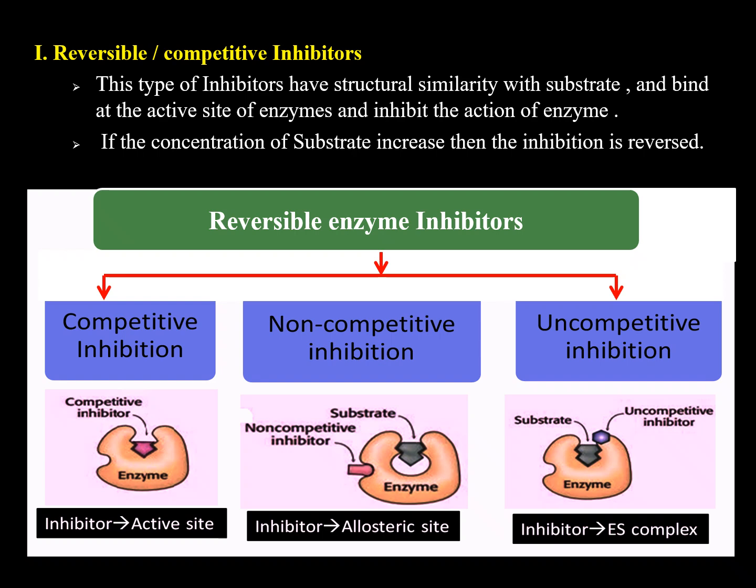We begin with reversible inhibitors. The competitive inhibitor competes with the substrate for the enzyme active site. If the inhibitor occupies the active site, the substrate cannot bind and the reaction slows down. Competitive inhibition can be reduced by increasing substrate concentration, because more substrate can outcompete the inhibitor for the active site.